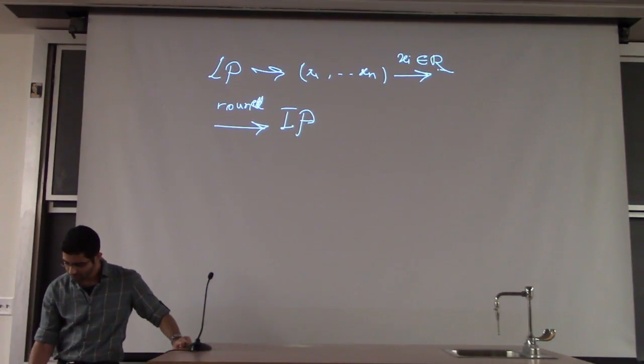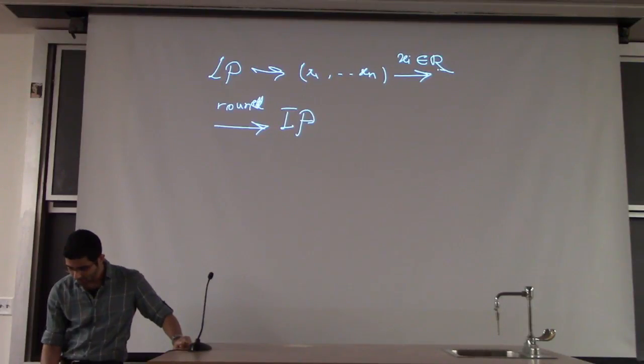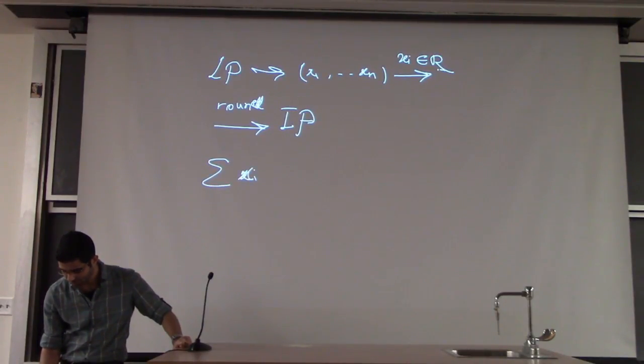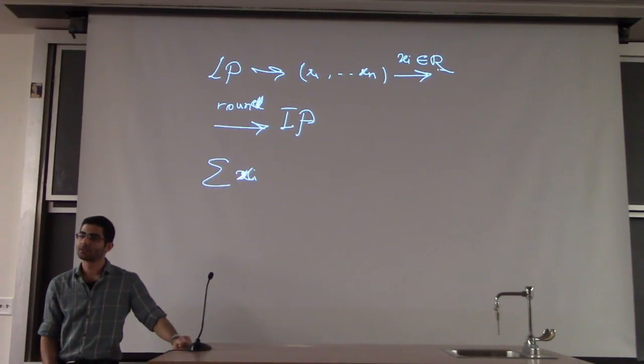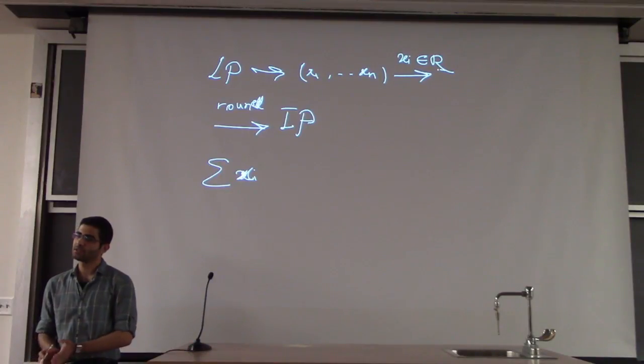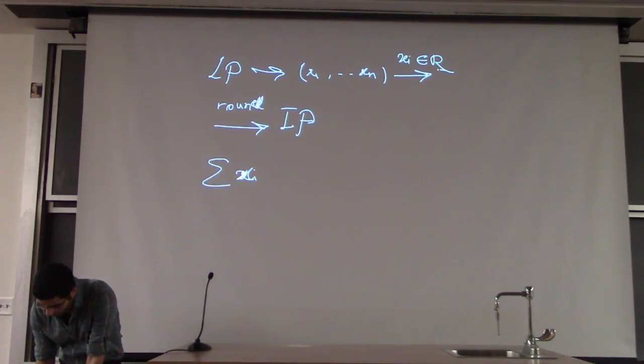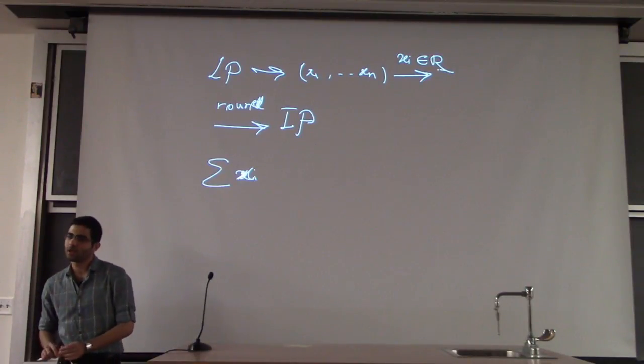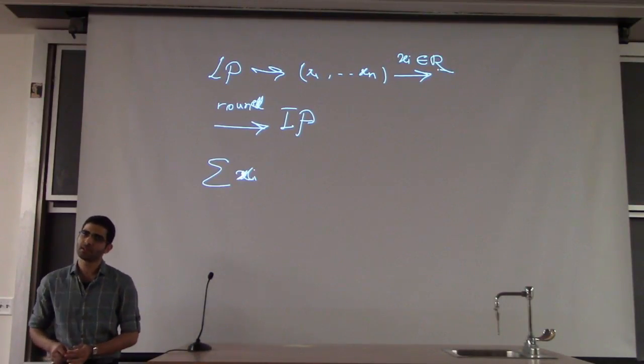But this value is not the same. We rounded the variables, we changed the variables. This value is now different. So that's when we want to get an approximated answer.